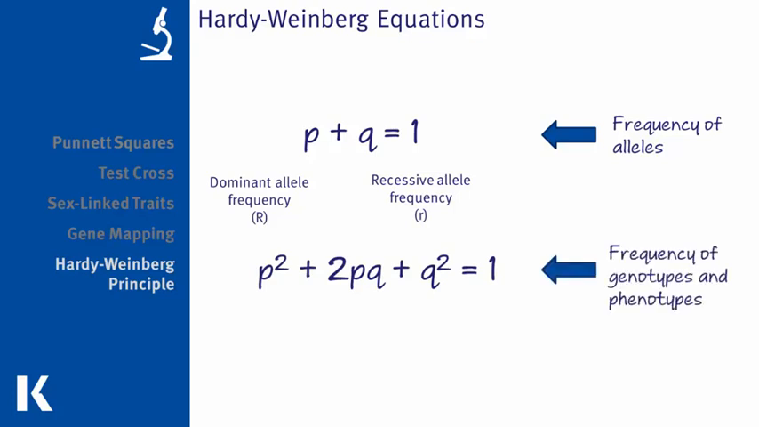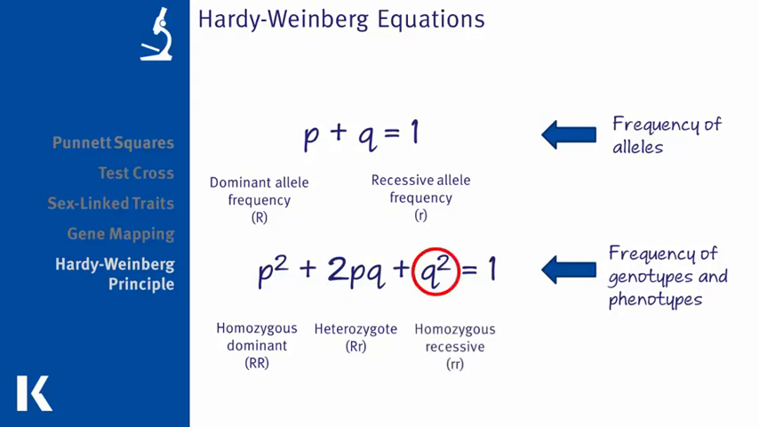This equation will tell you the ratio of genotypes and phenotypes in the population. Here, P squared is the homozygous dominant. You can think of it as P times P, which would give you 2 dominant alleles. 2PQ represents the heterozygous genotype, and Q squared is homozygous recessive. In this equation, the sum of P squared plus 2PQ represents the frequency of the dominant phenotype, and Q squared is the frequency of the recessive phenotype.